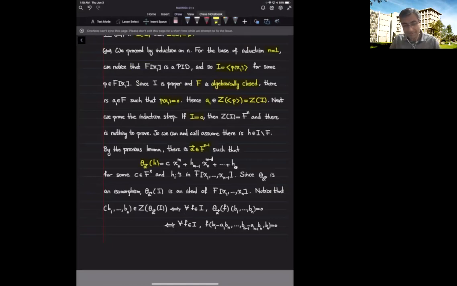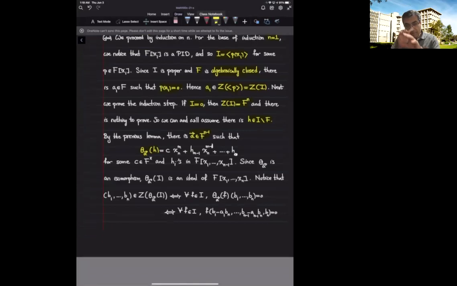So if I is 0, then we are done. Assume that I is not 0. In that case, I can find some polynomial inside I, which is not constant. So again, we are assuming that I is a proper ideal, which means I does not contain any unit. That means any non-zero constant is not inside I. Now, I'm also assuming that I is not 0. That means I do have some polynomial that is not constant and is inside I.